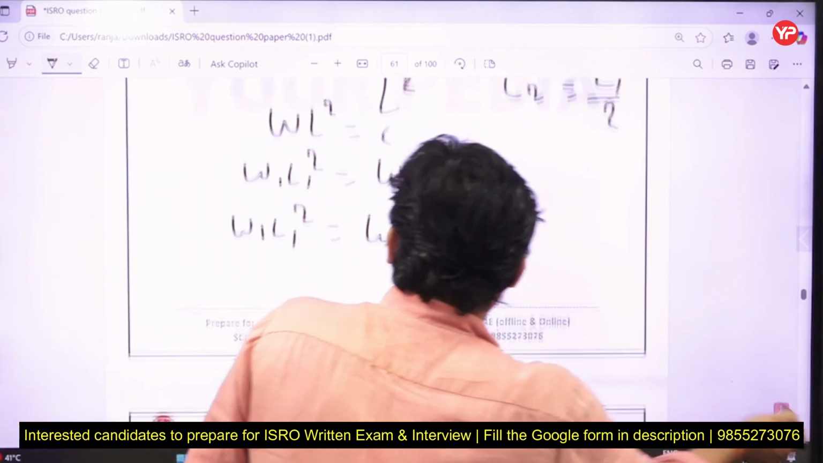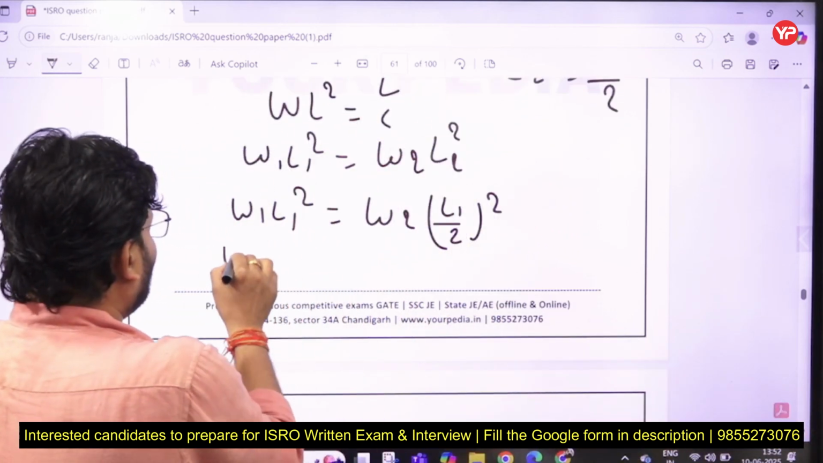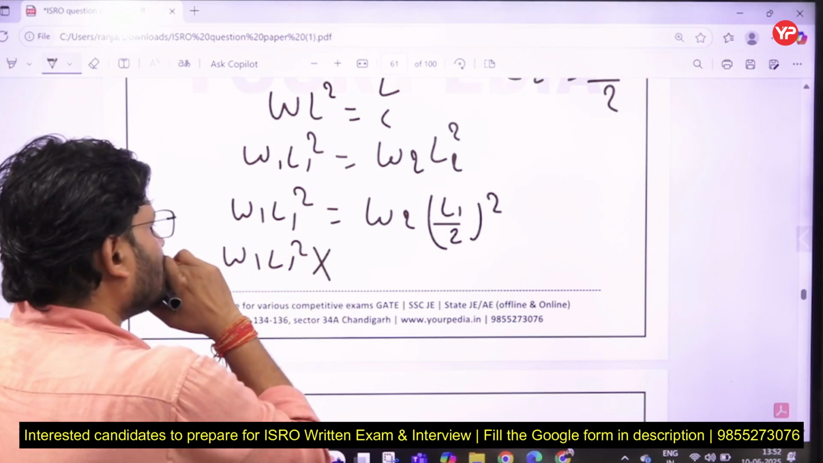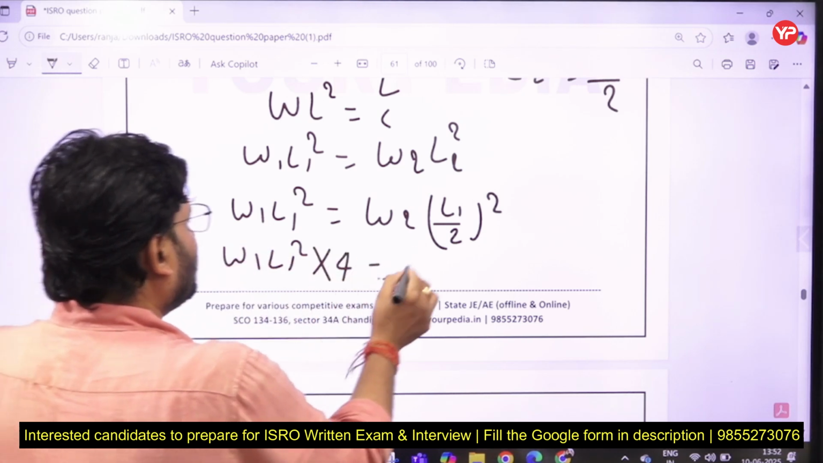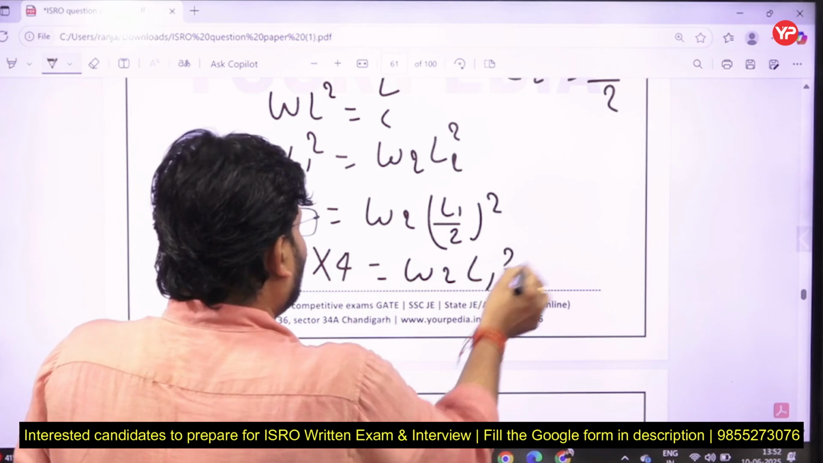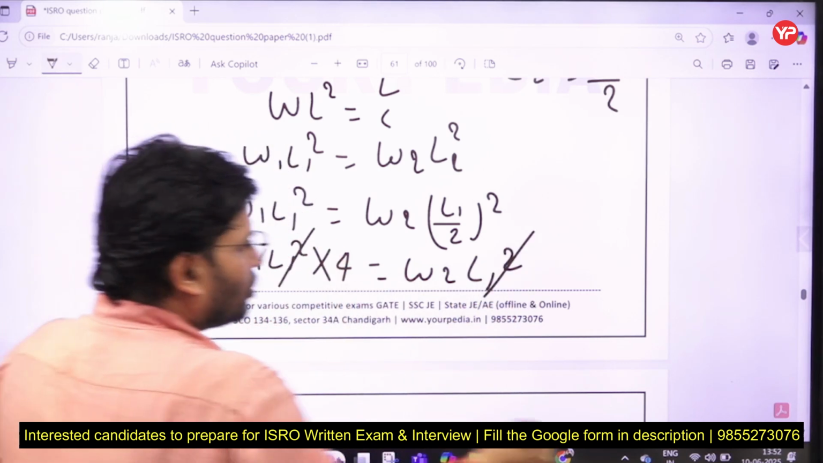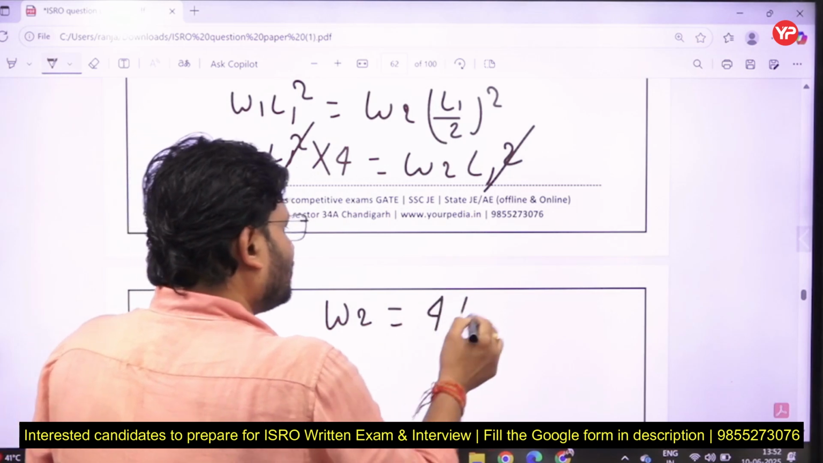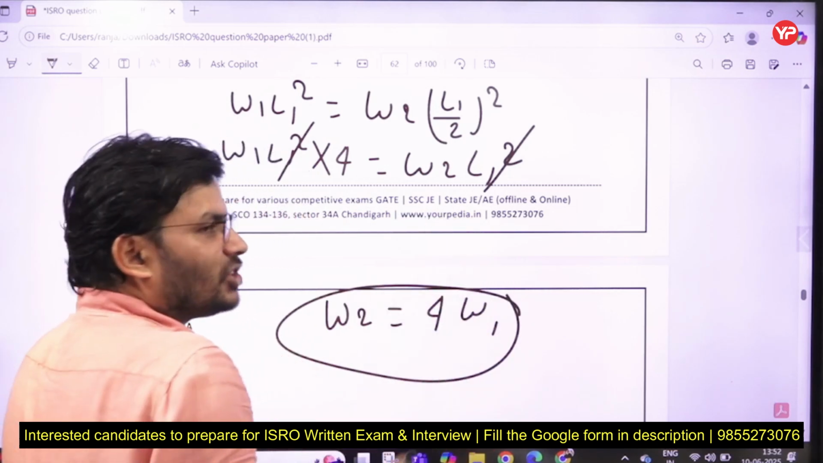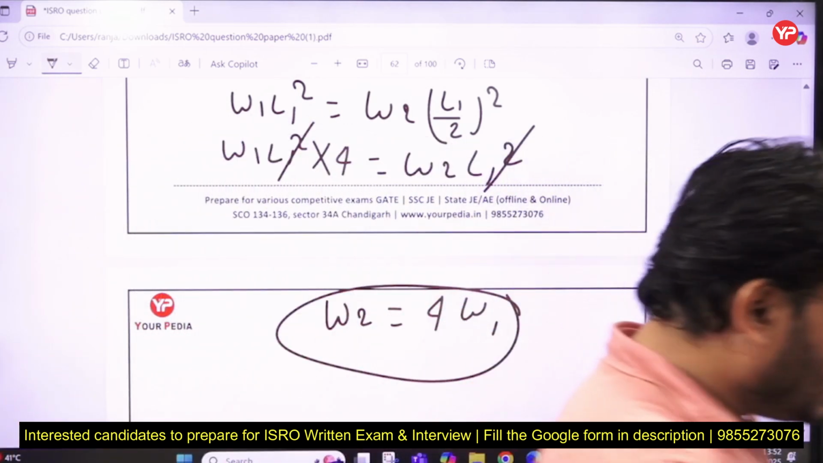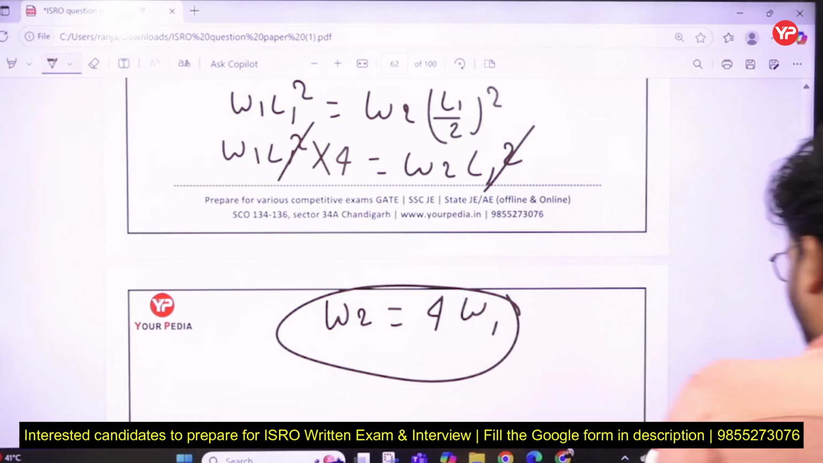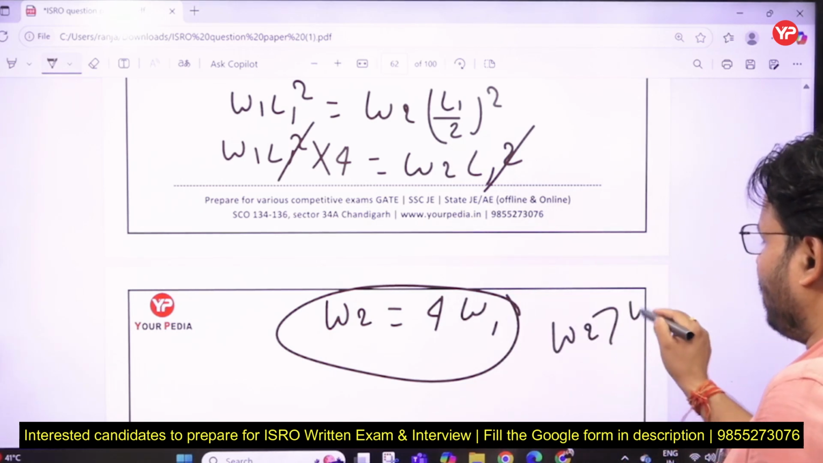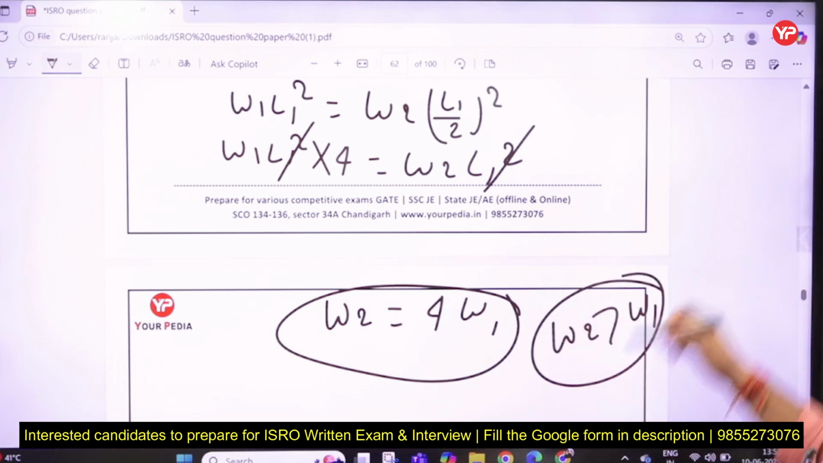What will be omega 2 from there? We can say omega 1 L1 square into 4 equals omega 2 L1 square. L1 square and L1 square are going to be cancelled out. So omega 2 equals 4 times omega 1. That means natural frequency increases or decreases, my dear friends? Tell me. We can say omega 2 is more than omega 1, right? Omega 2 is more than omega 1.